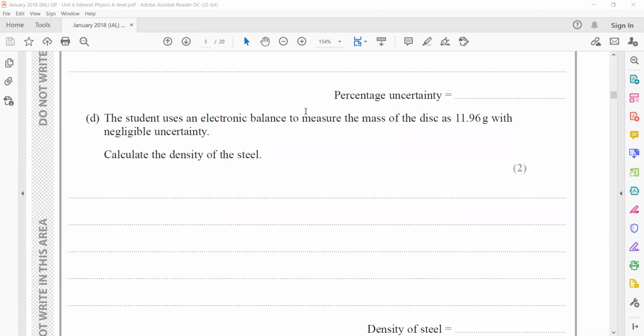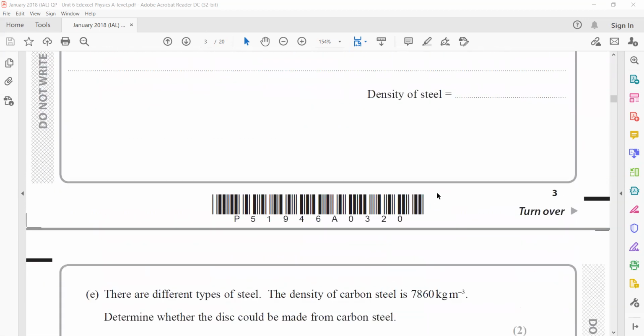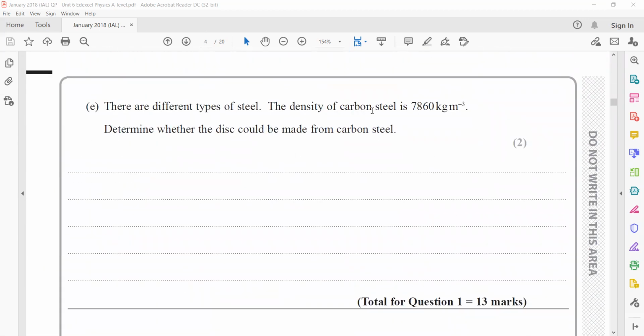Then the student uses an electronic balance, and the mass is 11.96. To calculate the density, mass divided by volume will give the density. And there are different types of steel. The density of a carbon steel is 7,860. Determine whether the disc could be made of steel. For this purpose, we'll calculate the percentage uncertainty and percentage difference. If the percentage difference is less than the percentage uncertainty, you will say yes. But if it is higher, you will say no, it is made of a different type.